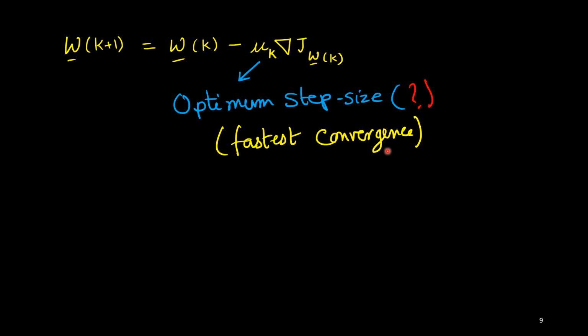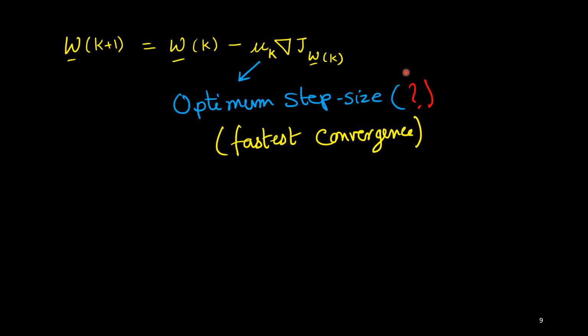If you can find the mu k in such a way, and if you replace that mu k here, then that algorithm will be called the steepest gradient descent algorithm. So steepest gradient descent algorithm is the best convergence rate that is produced from gradient descent algorithm. We need to provide that kind of step size in every iteration. So that is one basic difference between standard gradient descent algorithm and steepest gradient descent algorithm.